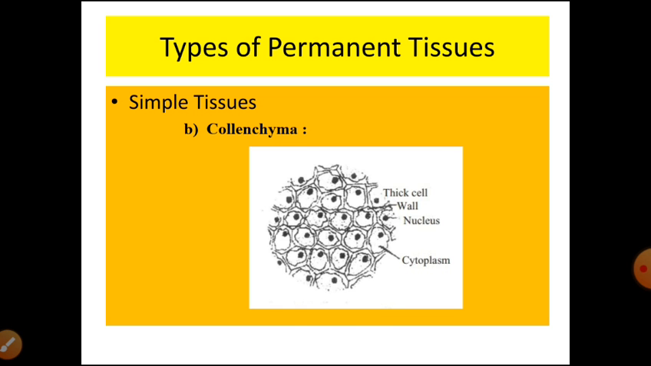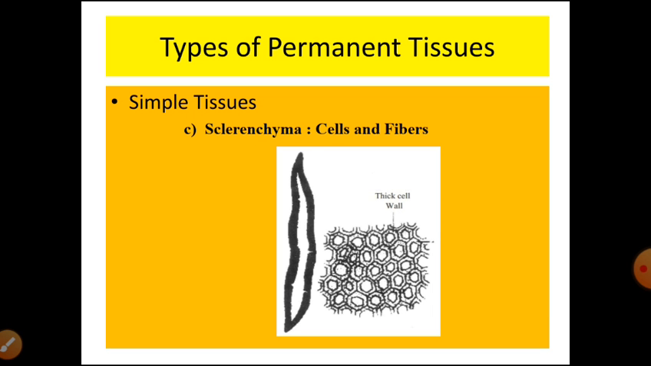The third type of simple tissue is sclerenchyma. The sclerenchyma cells are dead cells. They have high thickening in the cell wall. The depositions present in the cell wall are of lignin, so these are called lignified cells. They are important mechanical tissues in the plant.